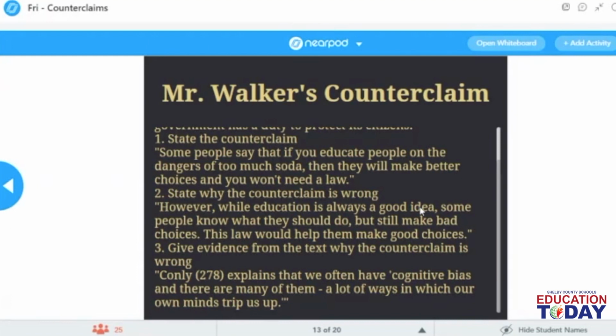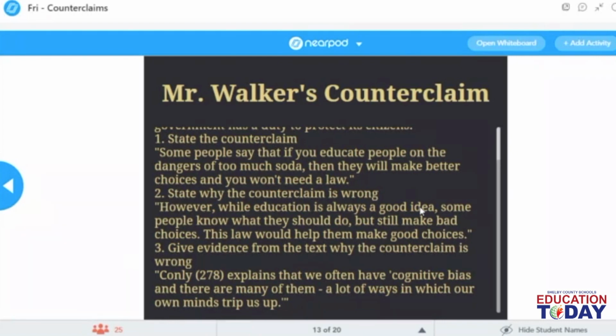So I'm going to give evidence for that. I'm arguing that education's fine, but people don't always do what they know they should. So giving them the knowledge isn't enough. And why? I'm taking my argument from Conley's article about the nanny state. Conley explains that we often have cognitive bias, and there are many of them, a lot of ways in which our own minds trip us up. Y'all remember her talking about the different types of cognitive bias.